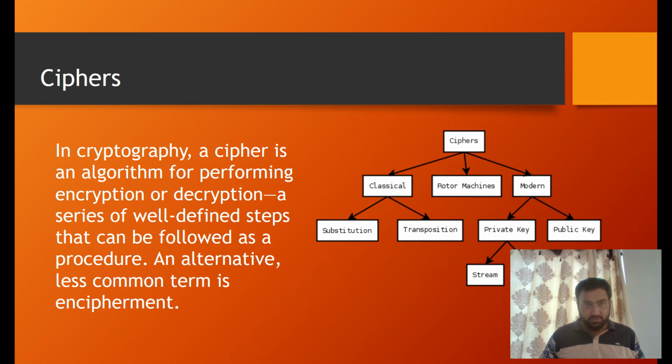And these are the ciphers. In cryptography, a cipher is an algorithm for performing encryption or decryption. That is the actual method, the process that we use to convert the actual message into an ununderstandable format. That algorithm is known as the cipher. It is a series of well-defined steps that can be followed as a procedure. That means it uses a particular process through which we convert the actual message into an ununderstandable format. An alternative, less common term is encipherment. That means a cipher is also known as encipherment.